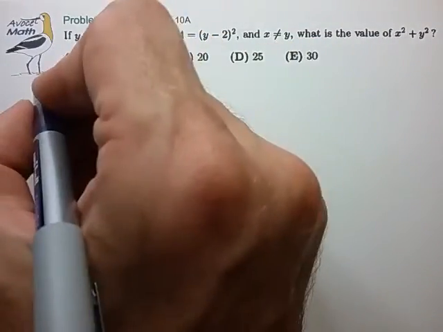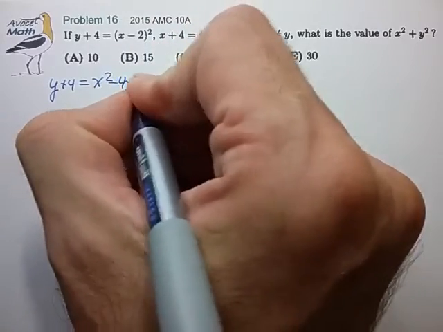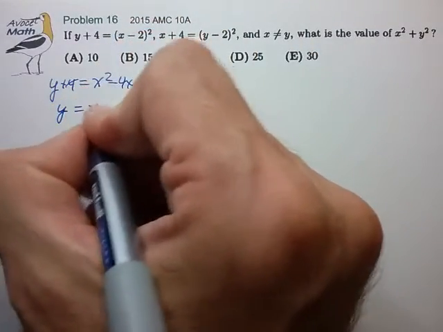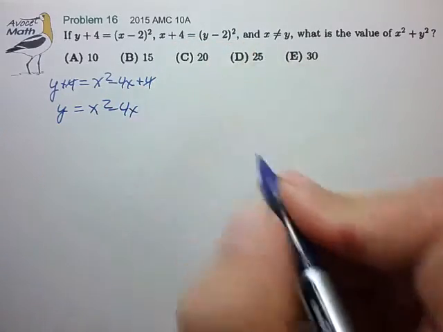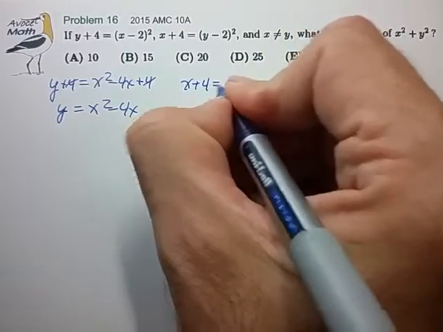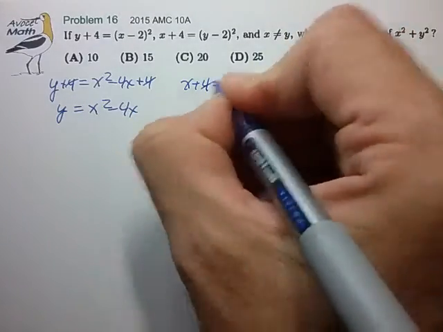Let's take the left one here. We have y plus 4 equals (x minus 2) squared. Expanding, the 4's drop out. All right, that might be useful. Let's do the same with the right side. The fours drop out.